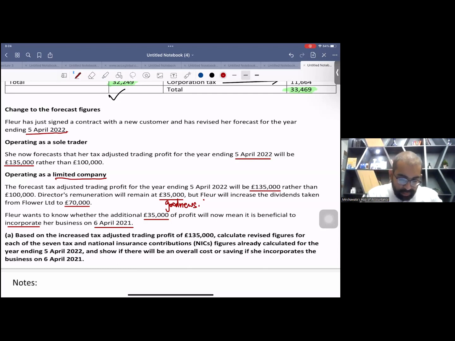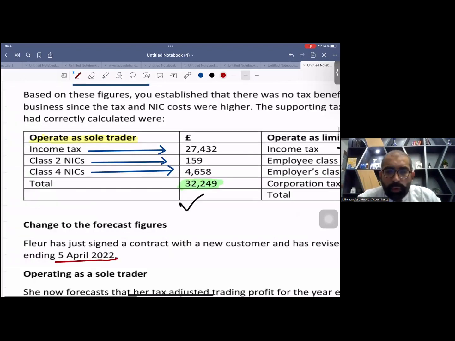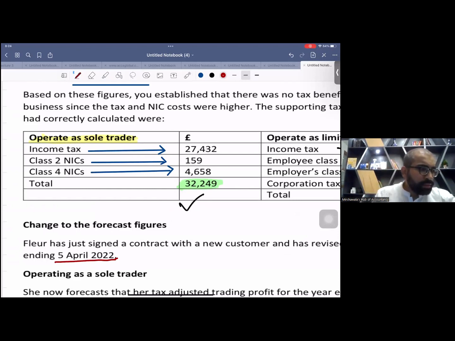Listen, as a sole trader, my dear students, you have to calculate three things. As a sole trader, he has a trading profit of 135,000 now. On the trading profit, I will be calculating income tax, and trading income is a non-saving income.